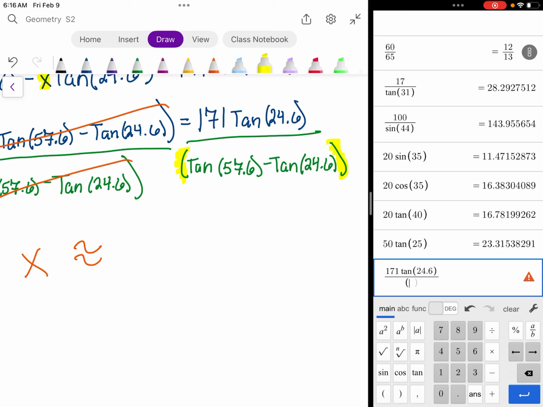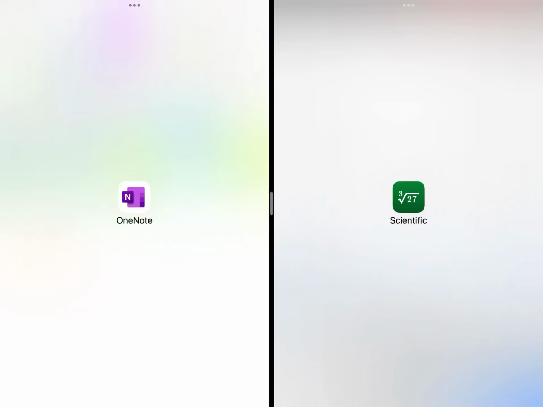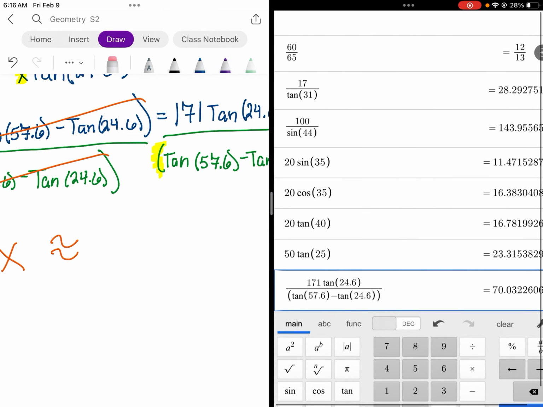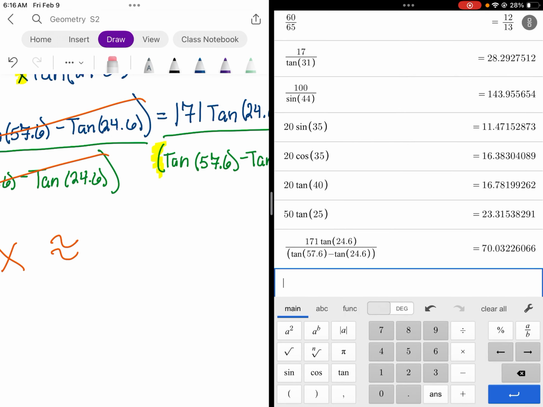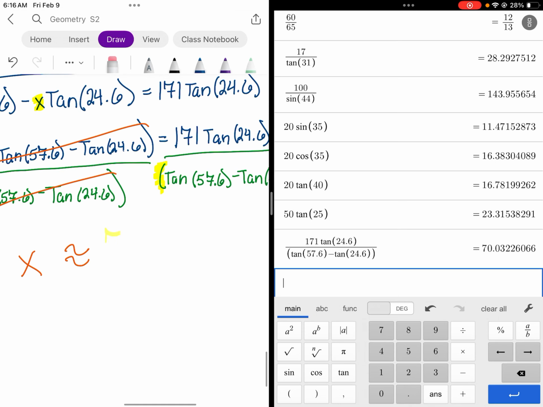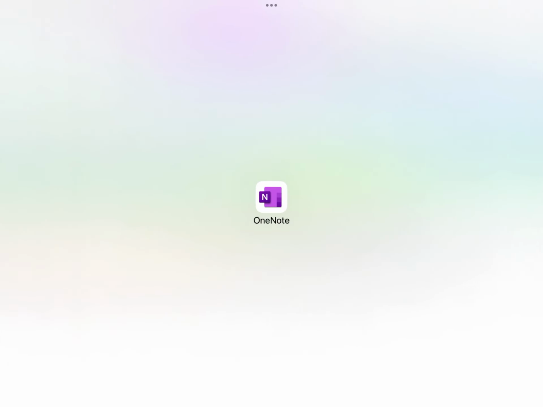So what you're going to do, you're going to put a parenthesis, and then you're going to type tangent of 57.6 parenthesis minus the tangent of 24.6, and then you would put the two parentheses, one to finish up the denominator, and then one to close out the tangent. Once you do that, that will give you your answer. And your x value is going to be about 70.0323 for your x value.